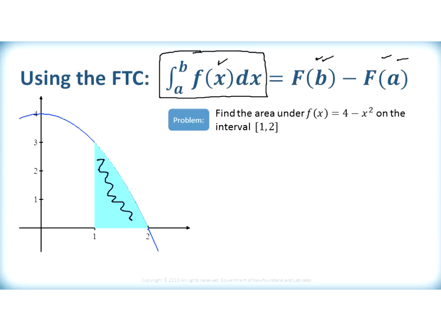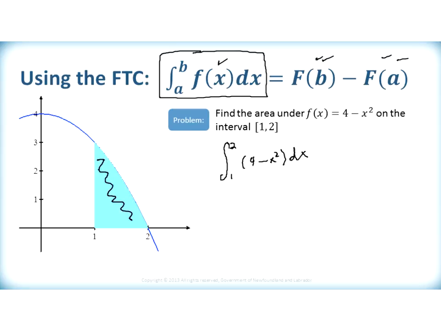So I want to take the integral, in this case, from 1 up to 2, and that's how we say it, of f of x, which is 4 minus x squared, dx. Always have the dx, and why do we have that dx? I forgot to mention that.